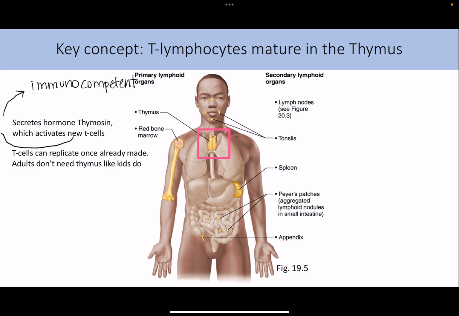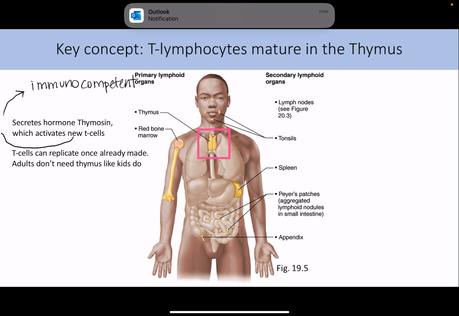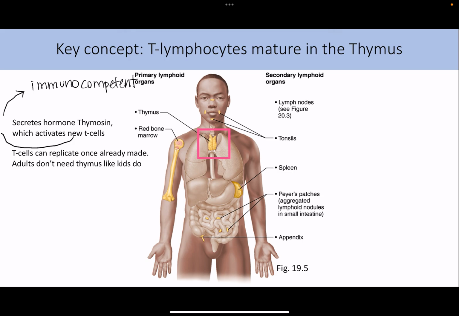T cells can replicate once they're already made, which is why adults don't need the thymus like kids do. So once we activate a particular T cell, we don't need the thymus anymore to make copies. The T cell can make copies of itself. What it does is that the T cell, when it needs to make more copies, will release an interleukin that binds to itself and allows it to make more copies. What kind of signaling is that called? Autocrine. So it has the ability to do autocrine signaling to make more copies of itself in times of an infection.